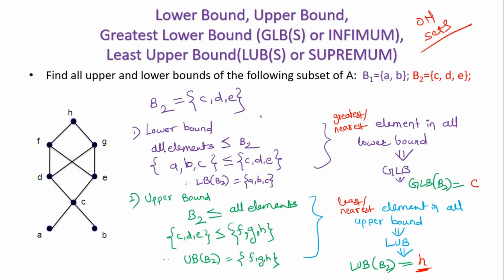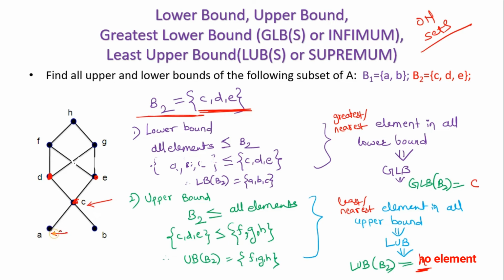In the same way, let's calculate this for subset CDE. What will be the lower bound? For C, D and E, what are the elements from which you can go and reach all of these vertices? From C there exists a path going and meeting C itself, so C will be a lower bound. From C I can go to E, from C I can go to D. So this will be your lower bound.